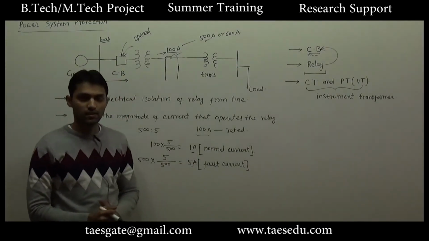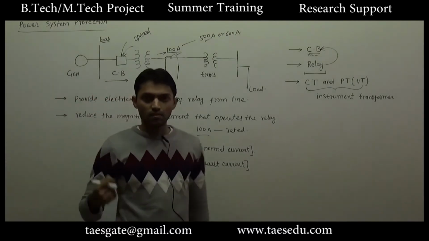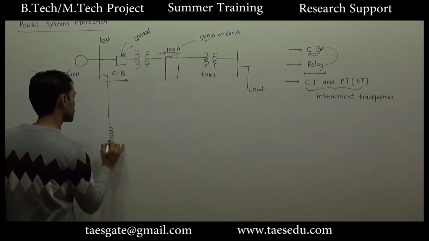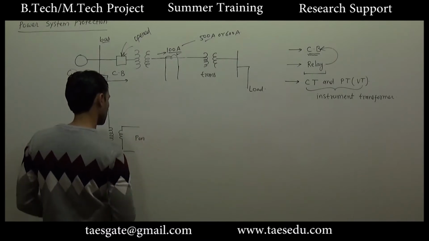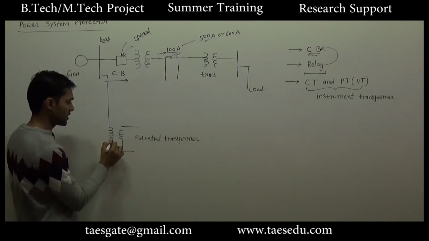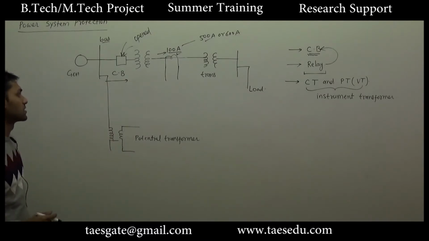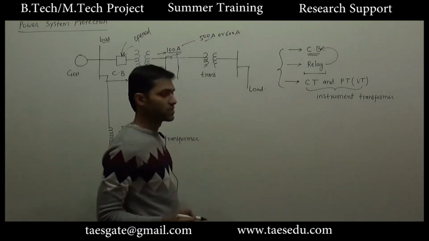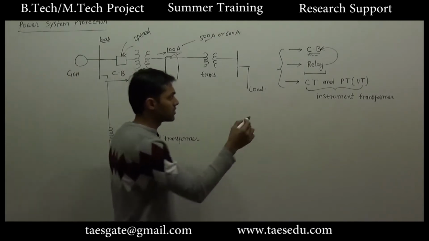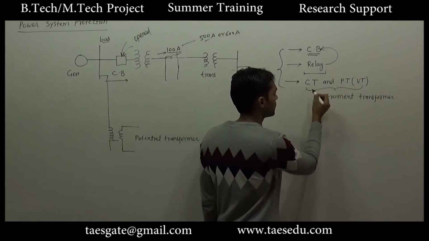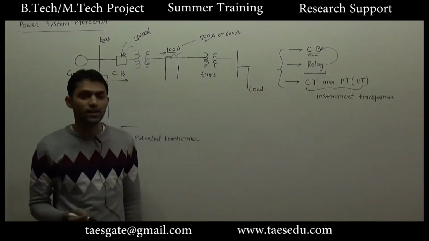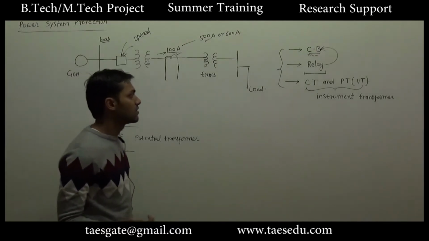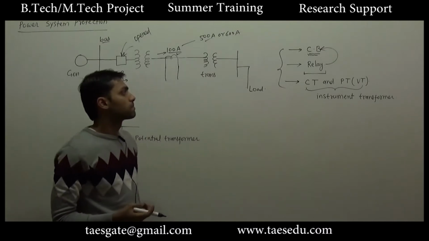Similarly, many relays require the bus voltages. So this is the bus voltage. Here we can use a potential transformer. Even this instrument provides electrical isolation from the line or the bus. So these are the three basic components that we will have to study in power system protection. Out of these three elements, we have studied the operation of current transformer and potential transformer in measuring instruments. So basically we have to study circuit breaker and relay.